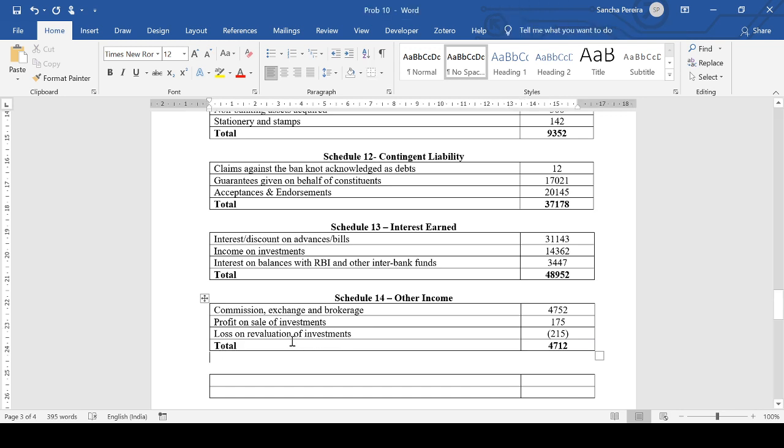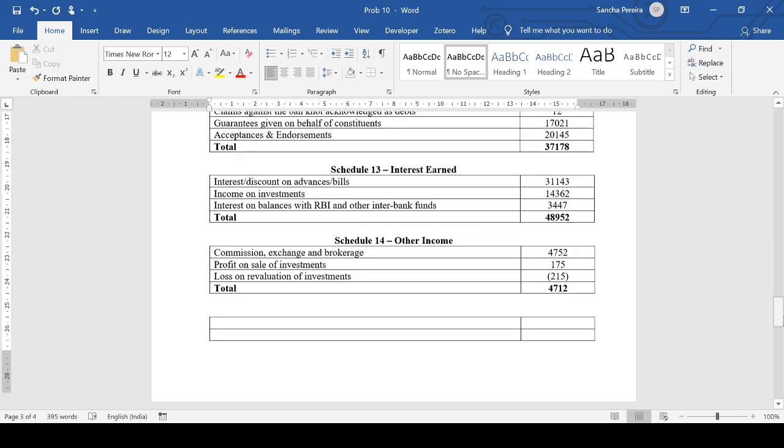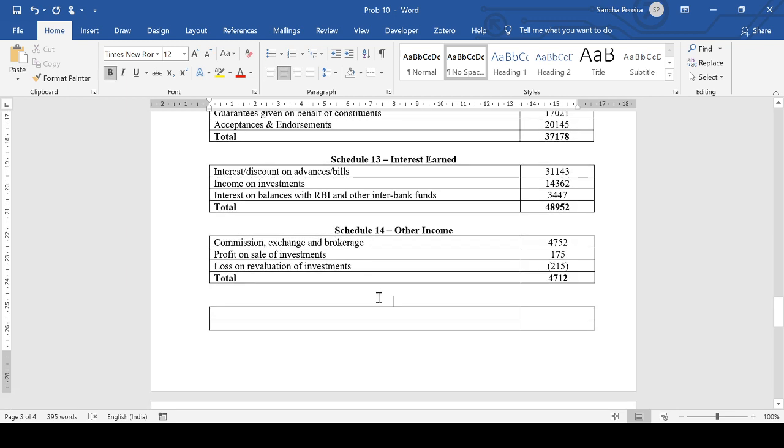Okay, so why I've taken it here: if you remember the format, this also comes here. Normally the losses are minus from the profits, but we don't have a profit on revaluation of investments. So we show the loss as a negative.